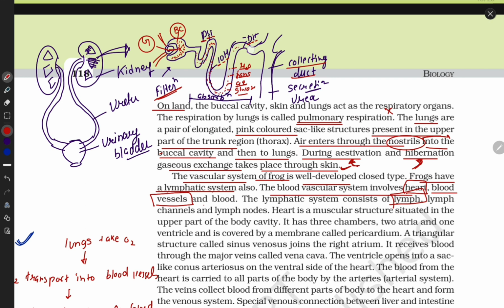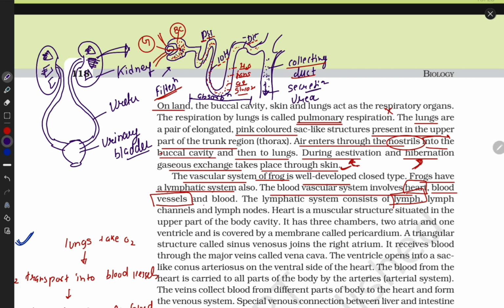The PCT, loop of Henle and DCT absorb. But if urea is present in the filtrate, they release it outside the body. This is the whole mechanism of the excretory system.